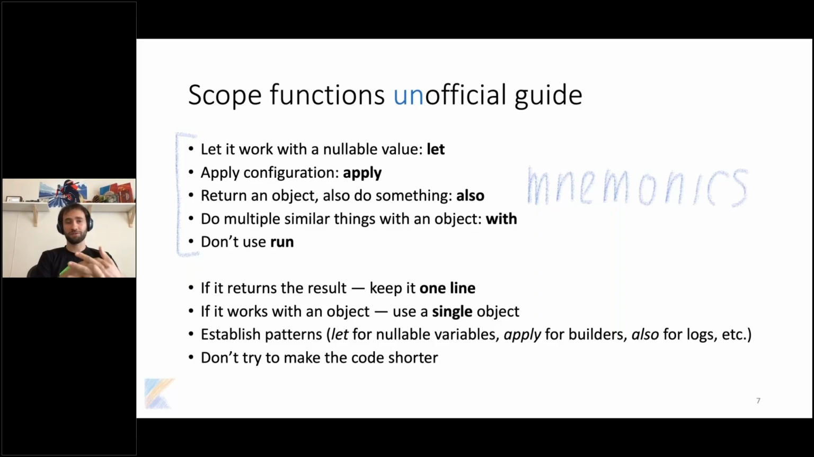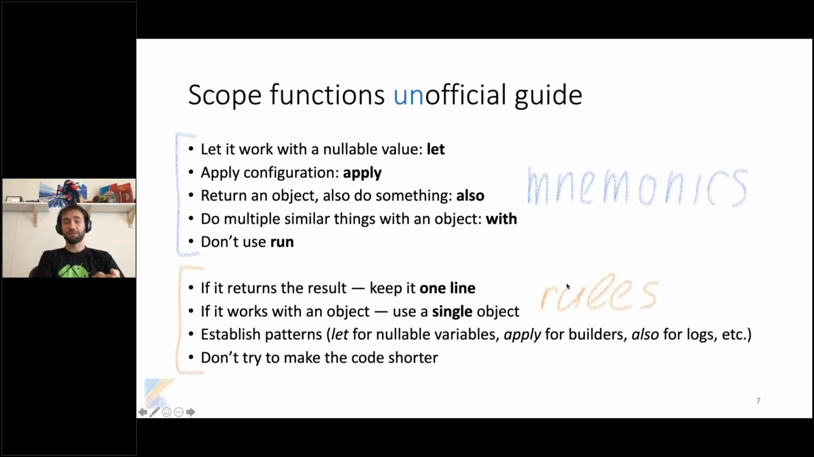And when I have a constructor call, I want to apply the configuration, then I use apply. And when I want to return an object and also do something with it, then I use also. And if I want to do multiple similar things with an object, then I use with. Like similar things, maybe fetching a bunch of fields of the object. That would be a good example. And I don't really have a good use case for run. Maybe there is, I haven't seen one yet.